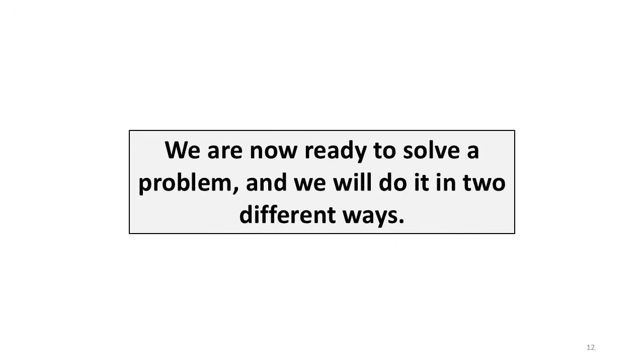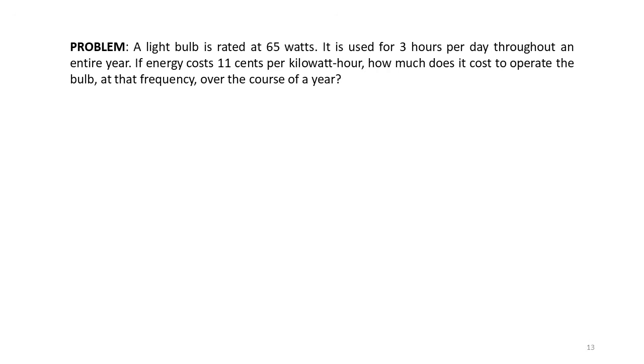We are now ready to solve a problem, and we will do it in 2 different ways. A light bulb is rated at 65 watts. It is used for 3 hours per day throughout an entire year. If energy costs 11 cents per kilowatt hour, how much does it cost to operate the bulb at that frequency over the course of a year?